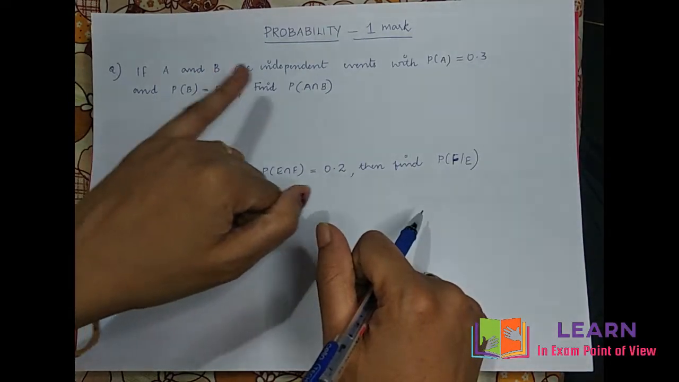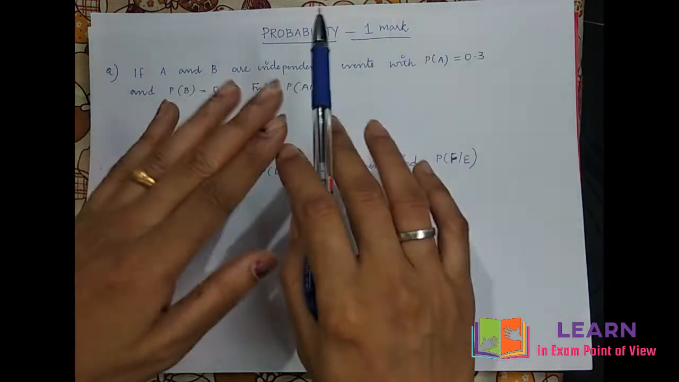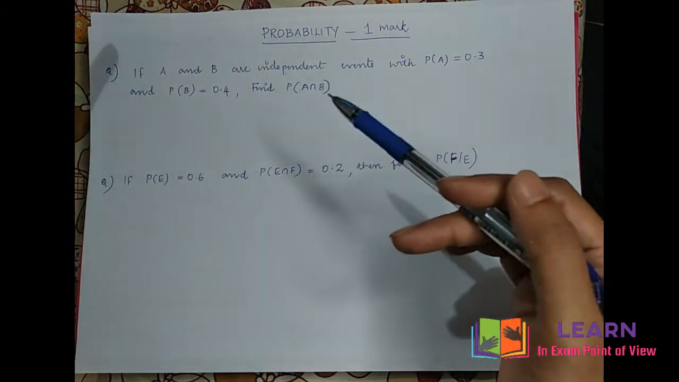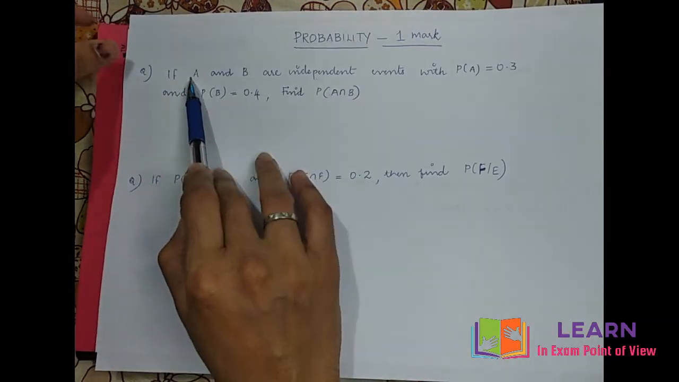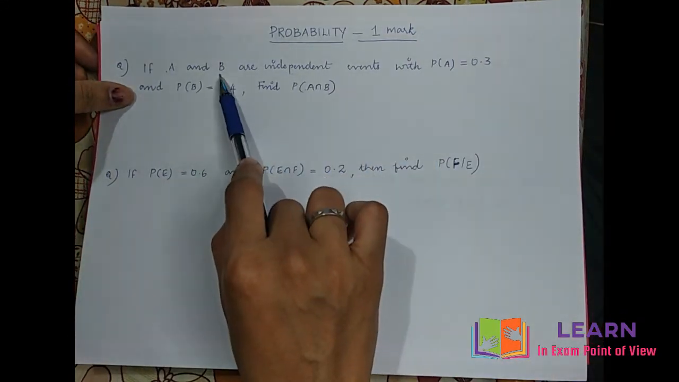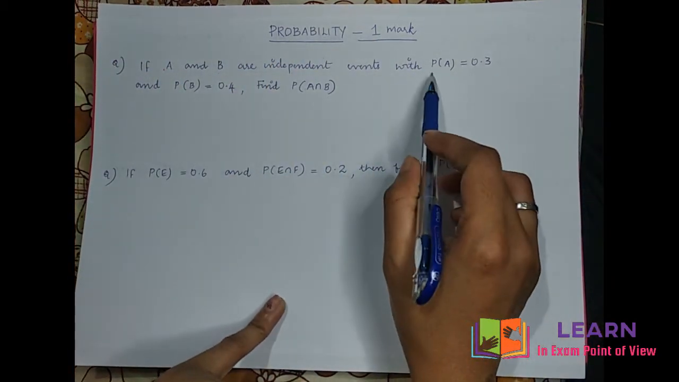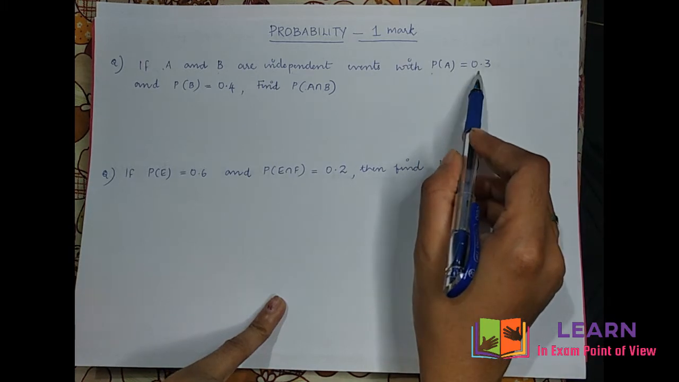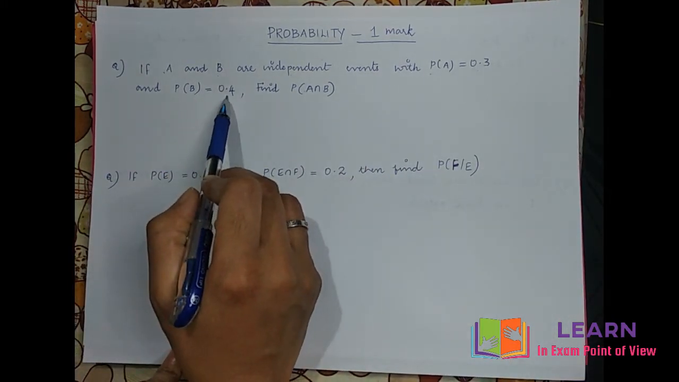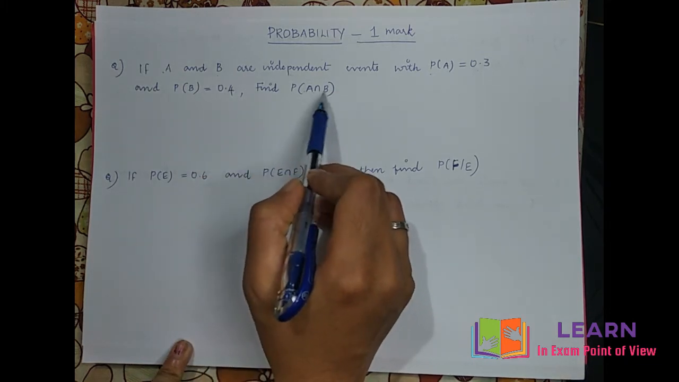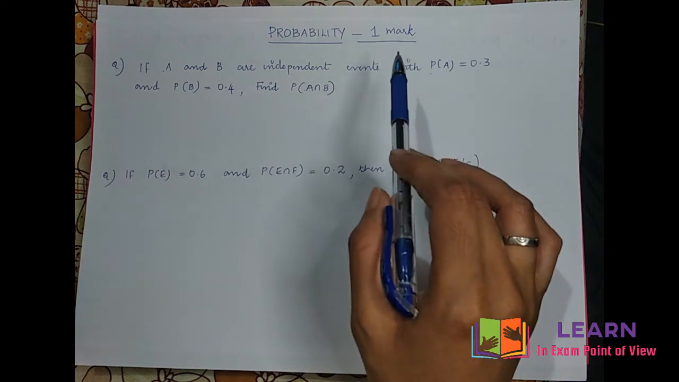If A and B are independent events, that means both are different events. One can be, for example, coin tossing. If A is coin tossing and B is selecting cards, those are two independent events. Then probability of A is given as 0.3 and probability of B is given as 0.4. Then A intersection B means what is common in both events.